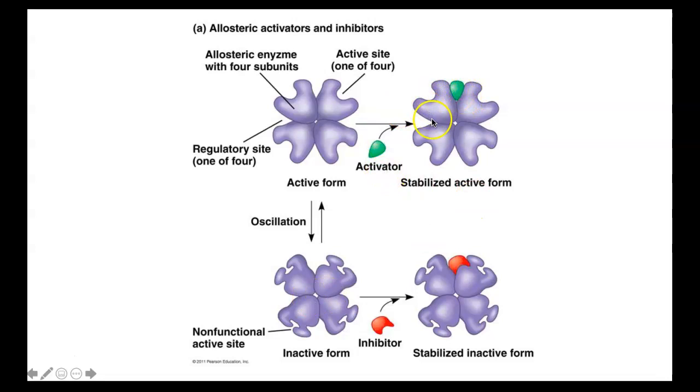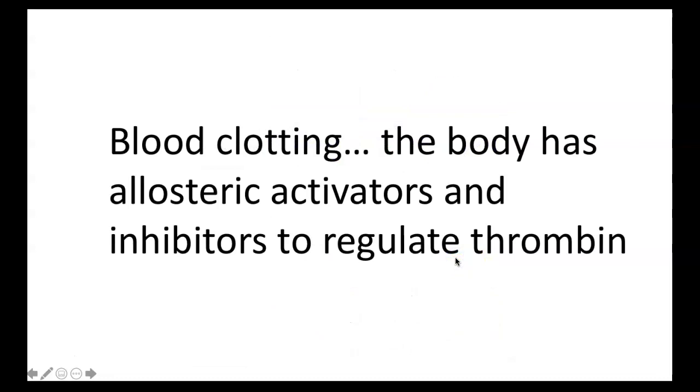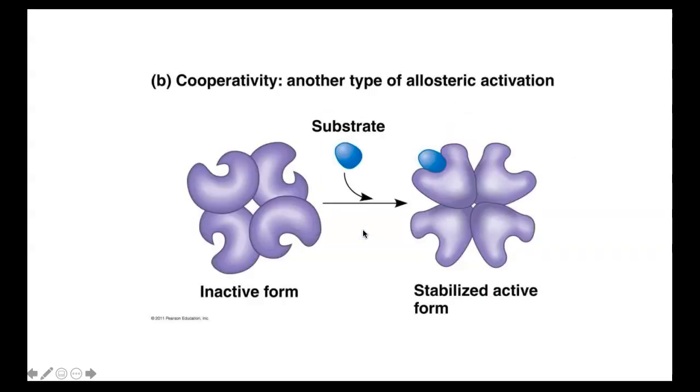So the activator is going to activate it when it's needed. The inhibitor is going to inhibit it when it's not needed. The perfect example of this is blood clotting. The body has allosteric activators and inhibitors that regulate thrombin, which is the enzyme involved in blood clotting. Pretty cool. All right, cooperativity is another type of allosteric activation, just a little bit different.